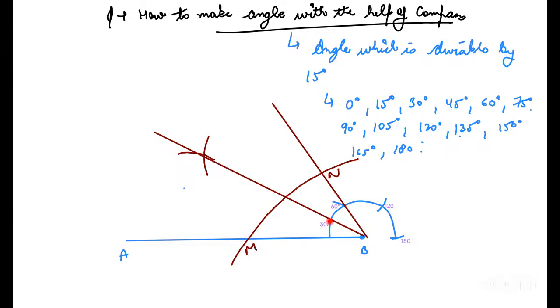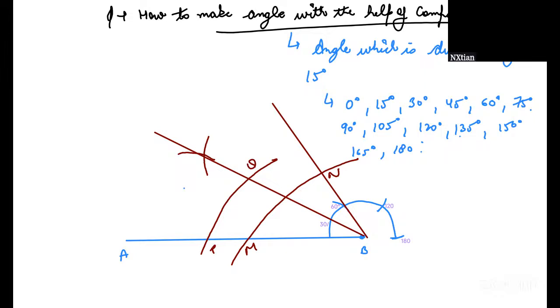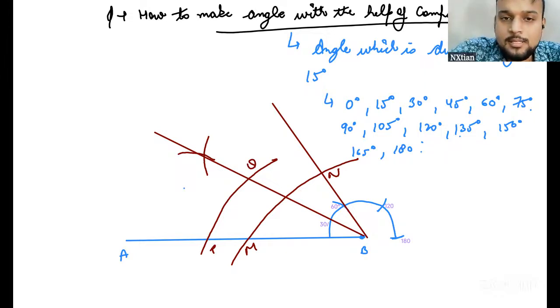Then what I have to do? Then I have to make an arc again like this. Name it as PQ. Measure PQ. I have to make the angle bisector again of the 30 degree, so that I can make 15 degree. Understood, guys? Yes or no?